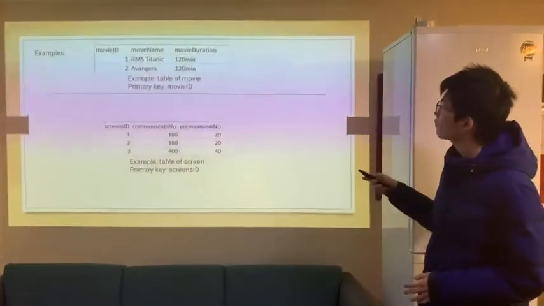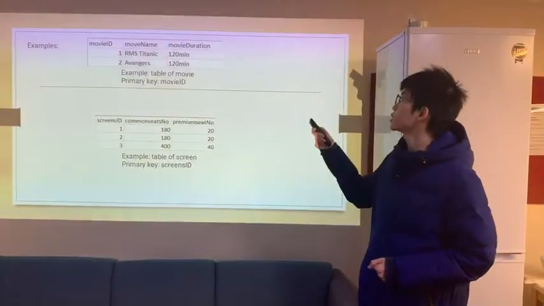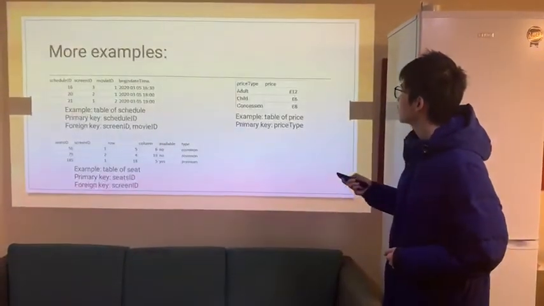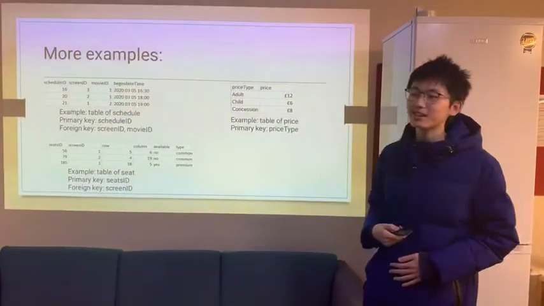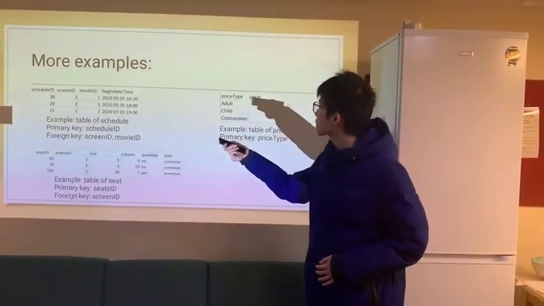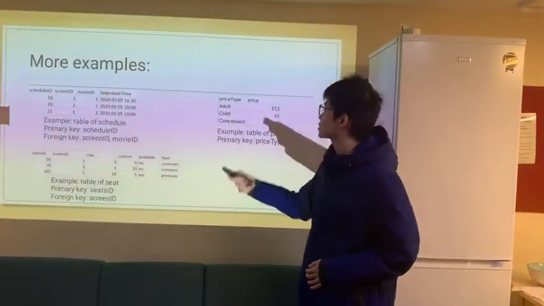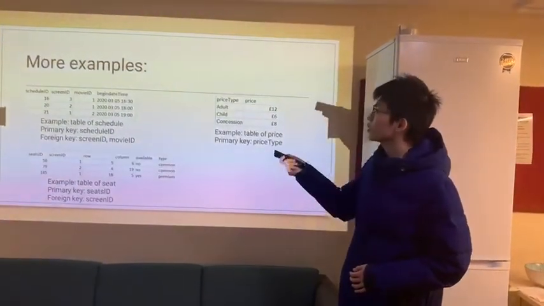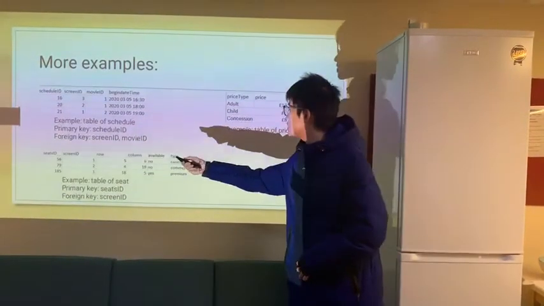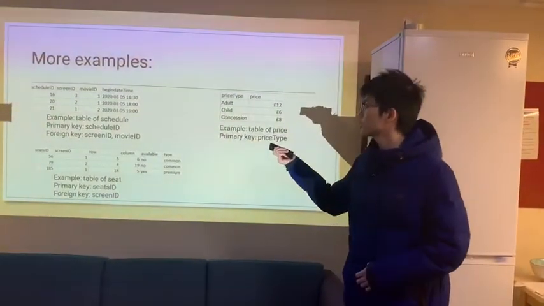So if I'm an adult and I want to watch the movie Avengers, which has a duration of 120 minutes. Today we all book tickets online. I choose schedule 21, whose show movie ID is 2, which is Avengers. You can see the screen ID is 1. And I choose seat ID 56 in screen 1. The seat type is common.